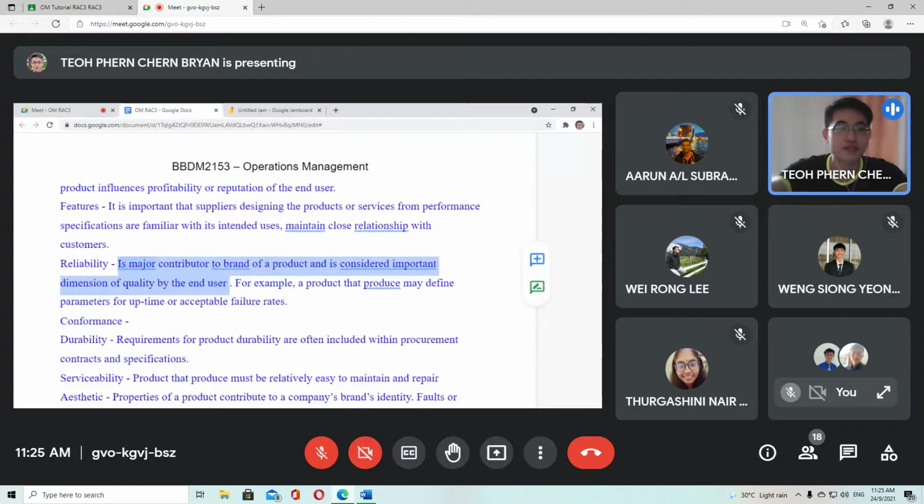Okay, explain reliability. So when you explain, you say it's a major contributor to the brand of a product and it's considered an important dimension of quality. Okay, so I ask you, what is reliability? You say, oh, reliability is very important. So what is reliability? Oh, reliability is very important. So you never answer the question.